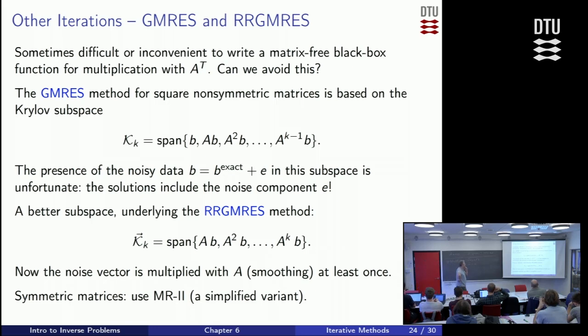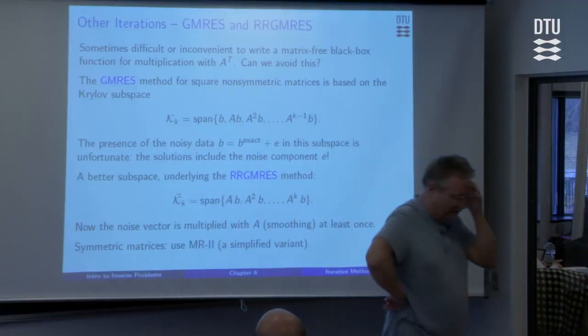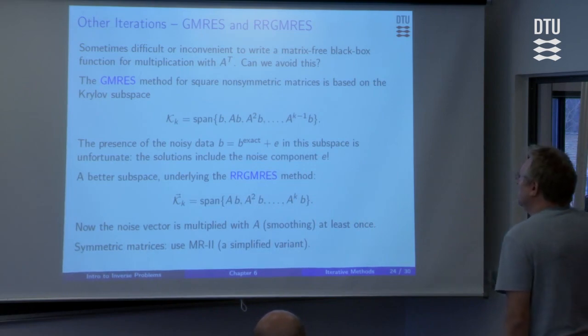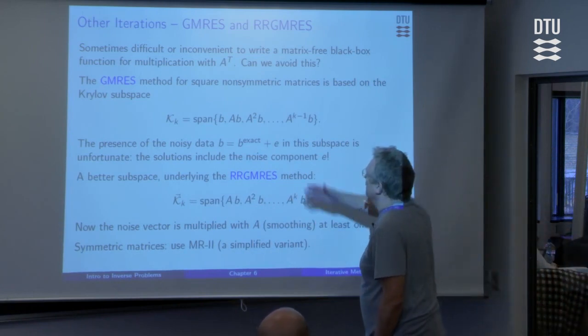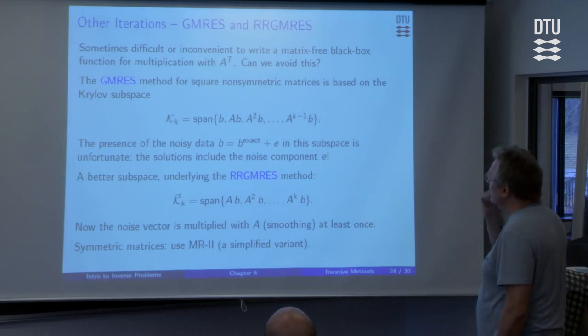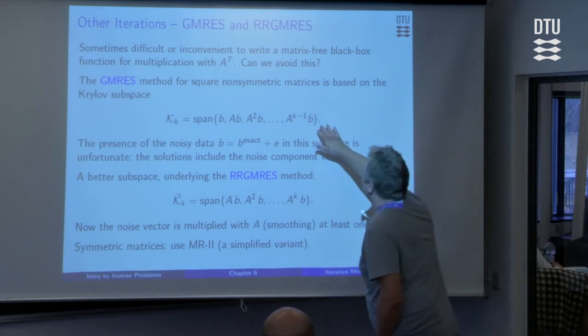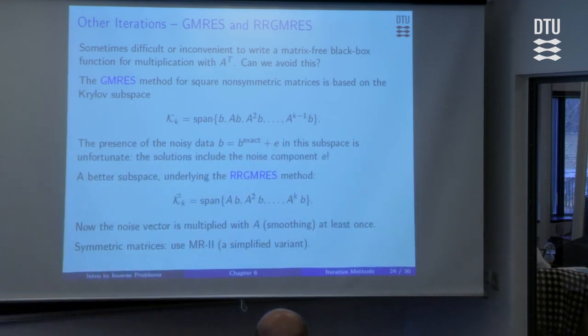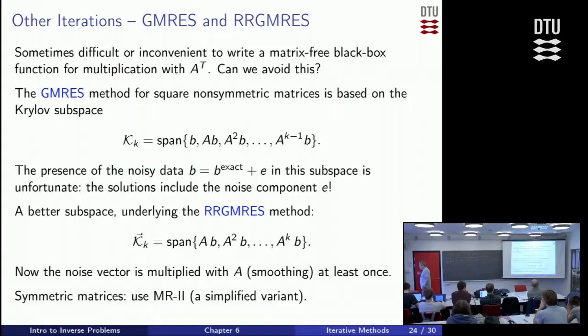And there's a method called GMRes, another very nice method. That's for square but non-symmetric matrices, something that conjugate gradients cannot handle. And there the corresponding Krylov subspace is written out there. That's the definition there. So B, A times B, A squared times B, and so on and so forth. And of course now, suddenly, these basis vectors here really do not resemble the SVD basis anymore.